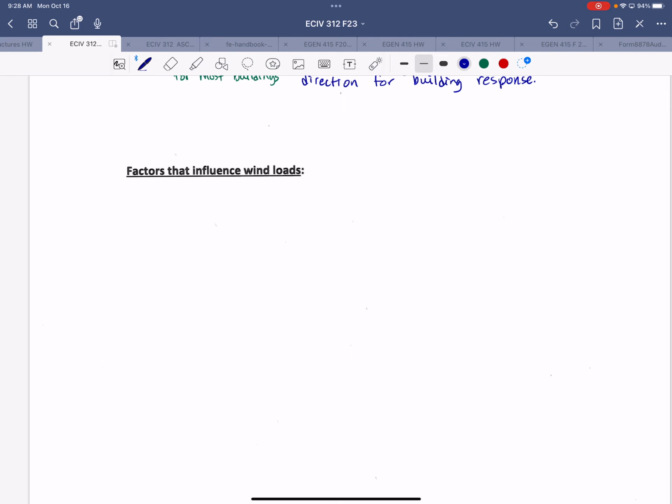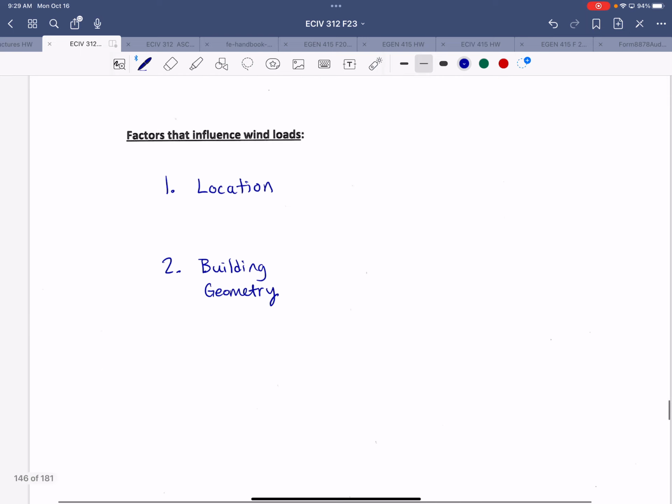Location. Yeah, location. That's a big one. Height of the building. Yep, the height of the building. Also going to wrap into that the other dimensions of the building, so we'll just call it building geometry. Those are the two biggest ones. Can anyone think of other things we've talked about that are related to the building that affect some of these factors?